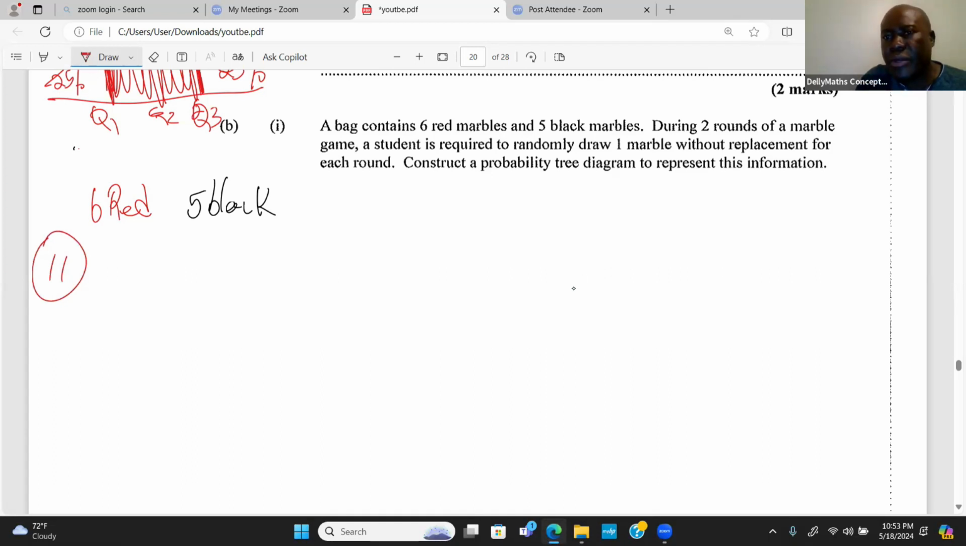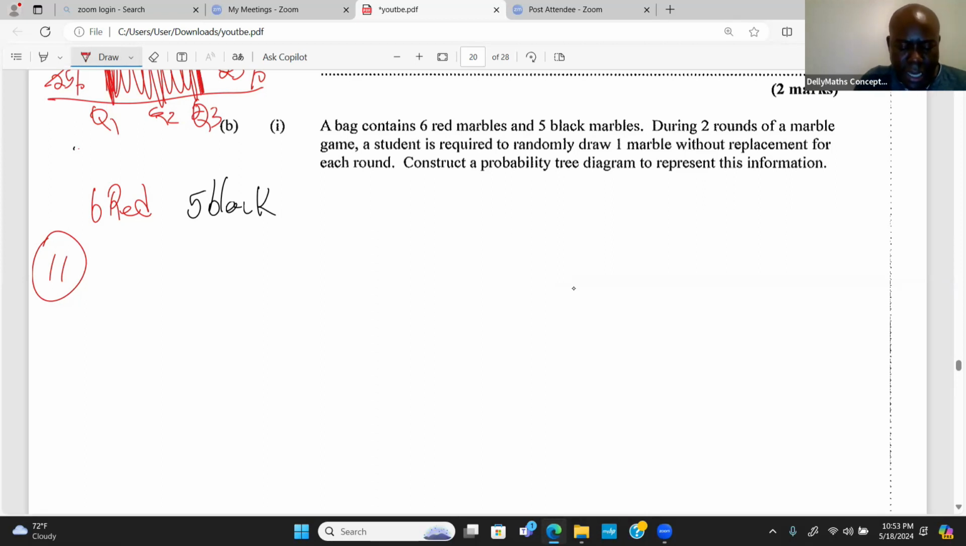So we're saying that during 2 rounds of marble games, a student is required to randomly draw 1 marble without replacement. So the numbers will be reducing as we go for each round. We want to construct a probability tree diagram to represent the information. All right, good. So we're drawing that.